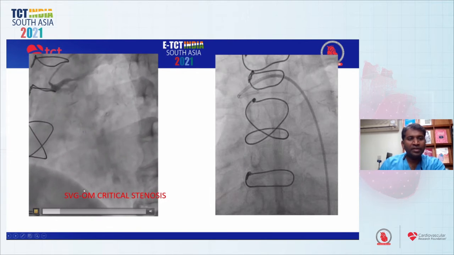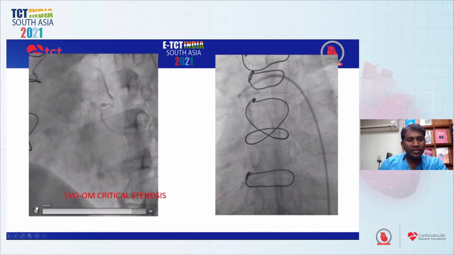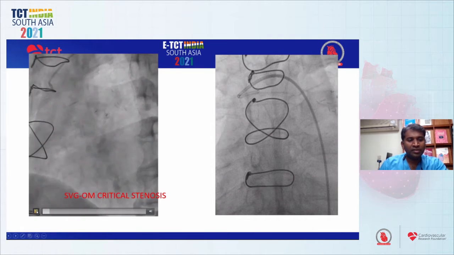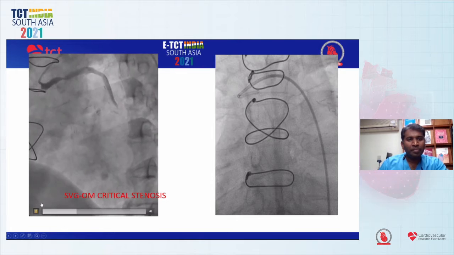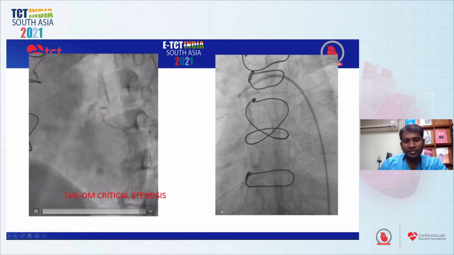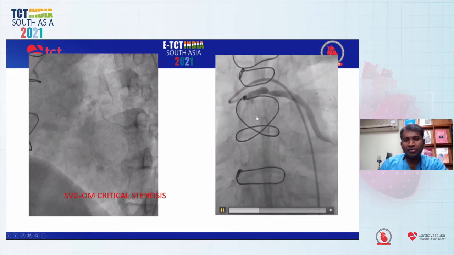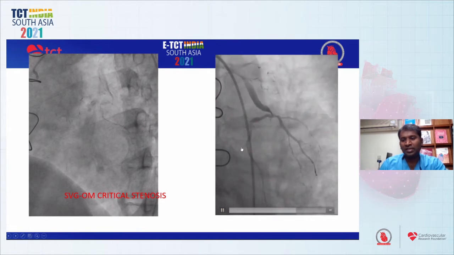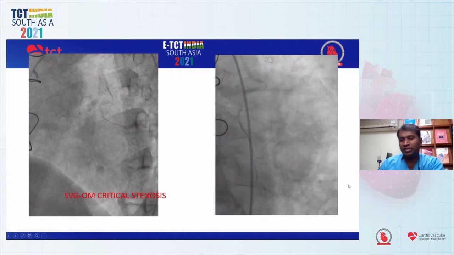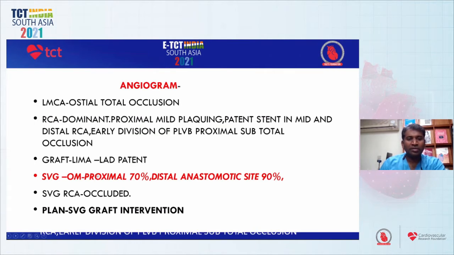When coming to the graft, SVG to OM, this looks like the culprit lesion, where you can see this proximal part with severe critical stenosis, and the distal, at the anastomotic site, severe critical 95% stenosis. This is the same SVG to OM graft where you can clearly see the proximal and the distal critical stenosis and the good distal flow in the OM graft. This SVG to OM had critical stenosis.